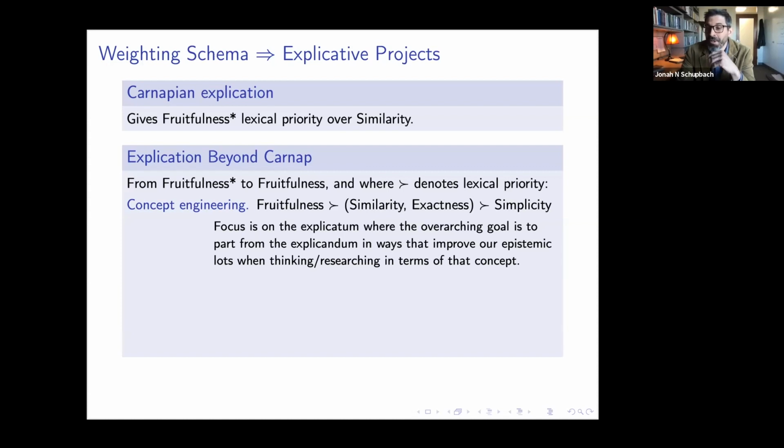Really, you can only make improvements if the explicatum departs from the explicandum. So a parting of the ways between these concepts is truly necessary in order to be engineering a new concept, and in order to gain increases in fruitfulness. So that's the way I think of concept engineering.